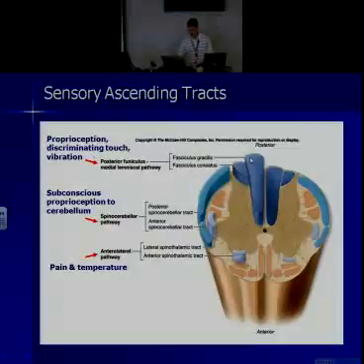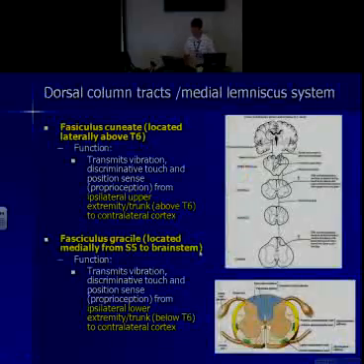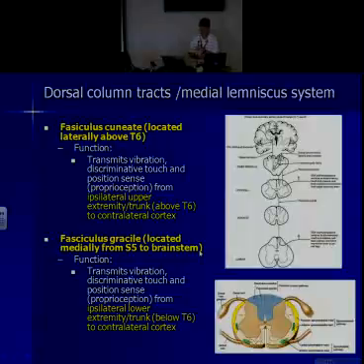The two tracts you will need to know are this posterior column, dorsal column, medial lemniscus pathway, and then the lateral spinal thalamic tract. So that's the ghost of what's coming as far as each of these. I will try to knock off the dorsal column here, squeezing this in before the dinner bell.